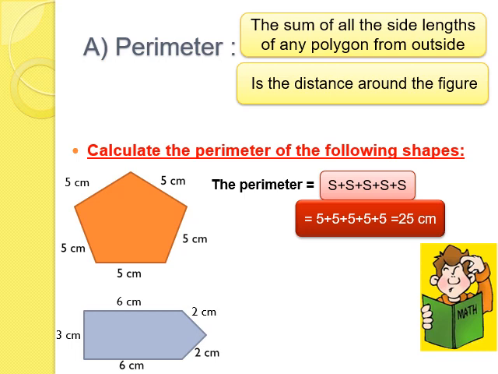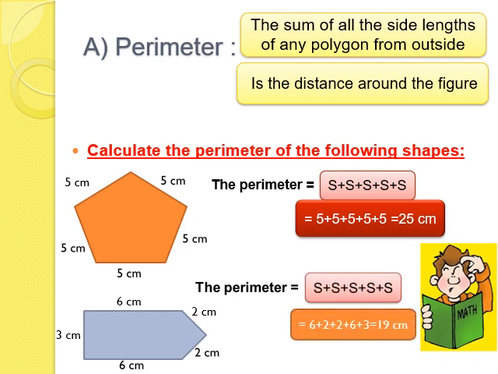How to get the perimeter of this shape? The perimeter equals, excellent, we will add all the outline sides together. So it's 6 plus 2 plus 2 plus 3 plus 6 plus 3. But it's important to cancel what you already wrote here. We write 6, you must cancel 6. Write 2, cancel 2, and so on until you finish. Okay, the perimeter of this shape equals 19 centimeters.